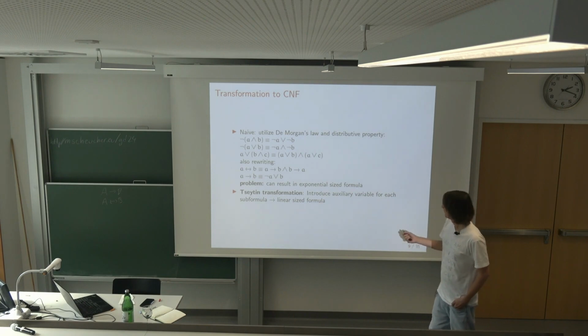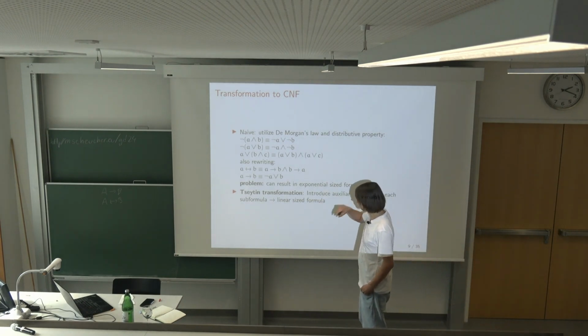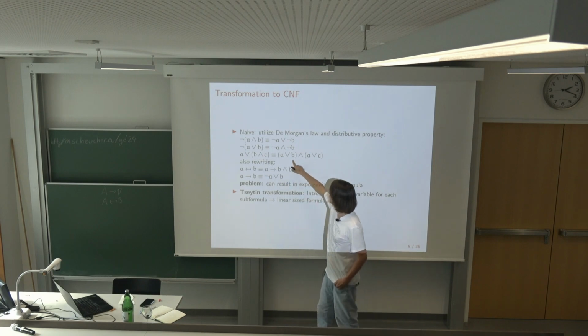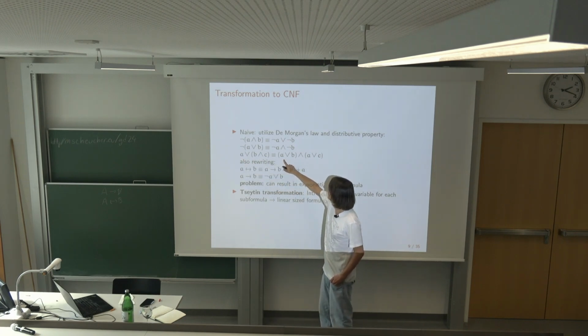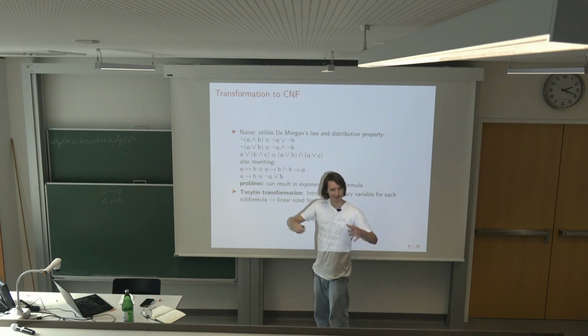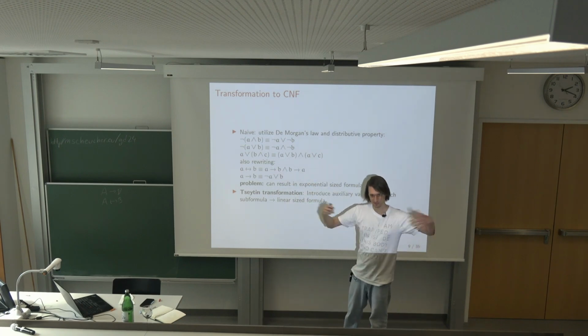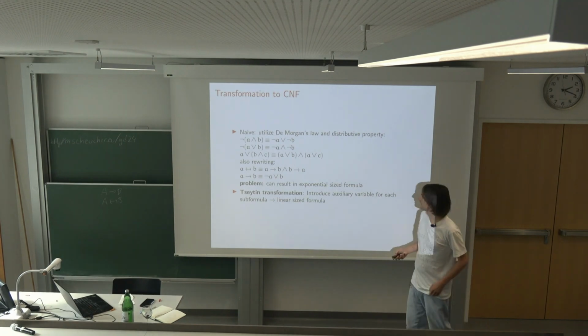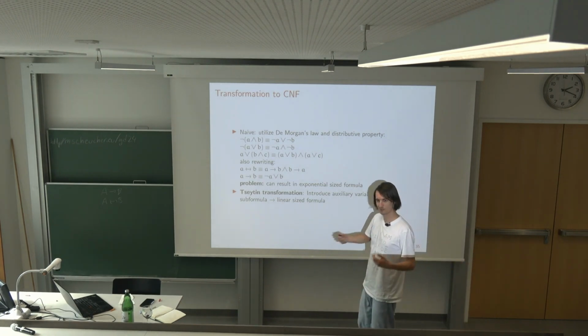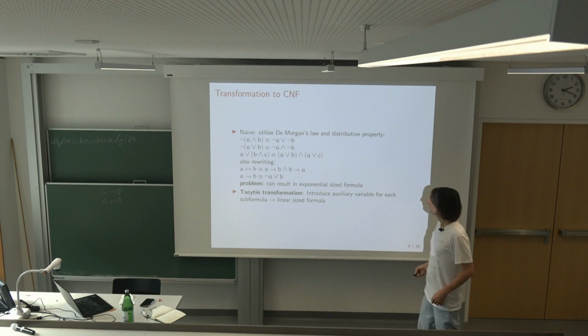So why do I say exponential? If you look, for example, at this rule here, you see that on the left side there was just the A, but on the right side we have two A's. So if A is a longer formula, it will just duplicate. So the size really blows up by a factor of 2 if A is big. And if you have this recursively, it can really blow up.